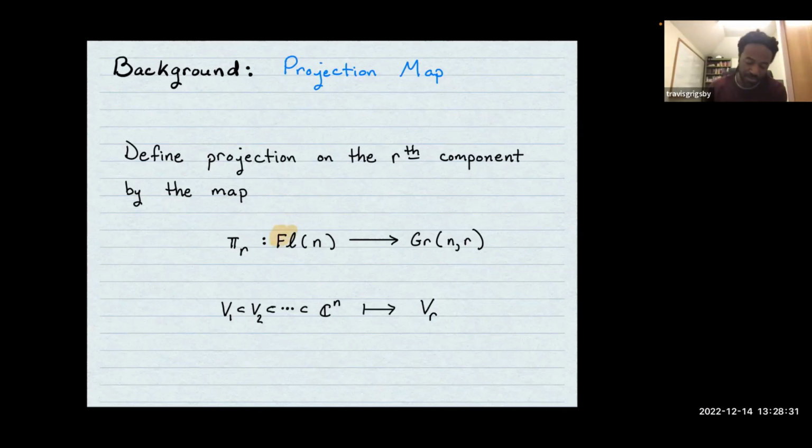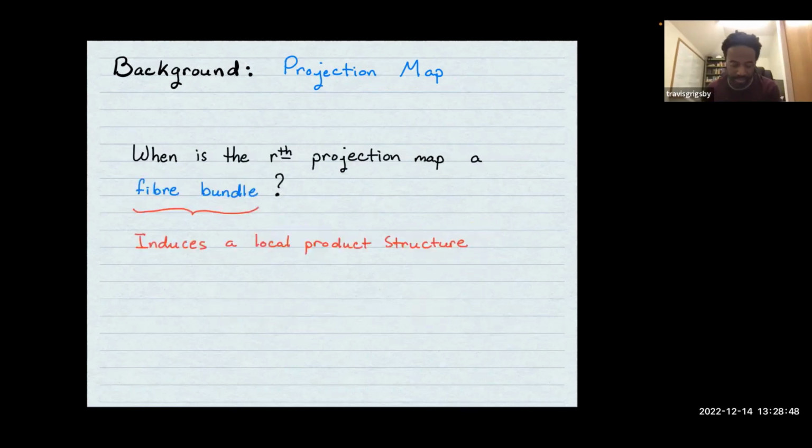So if you go from the flag variety to the Grassmannian, you have different components for any flag that you have in the flag variety. You're trying to go to the R-dimensional spaces, so you just remember the R-dimensional component of that flag. So that's the projection map. And the question that I'm curious about is, when is the Rth projection map a fiber bundle? And you can just think of a fiber bundle as putting a local product structure on the thing you're projecting from.